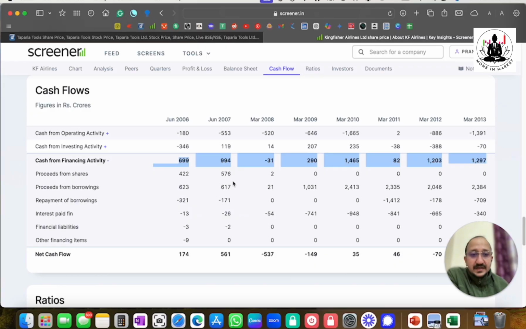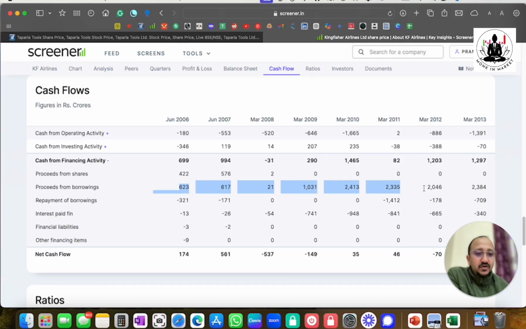So the company, proceeds from the borrowings. So let's see. Is it trying to borrow something? Absolutely. The borrowings are increasing. It means the company is taking more and more loans. Again, it was a negative thing. The company was repaying the loans, but not as compared to whatever it was taking. If it was taking 600 crore loans, it was just giving 300 crores back.